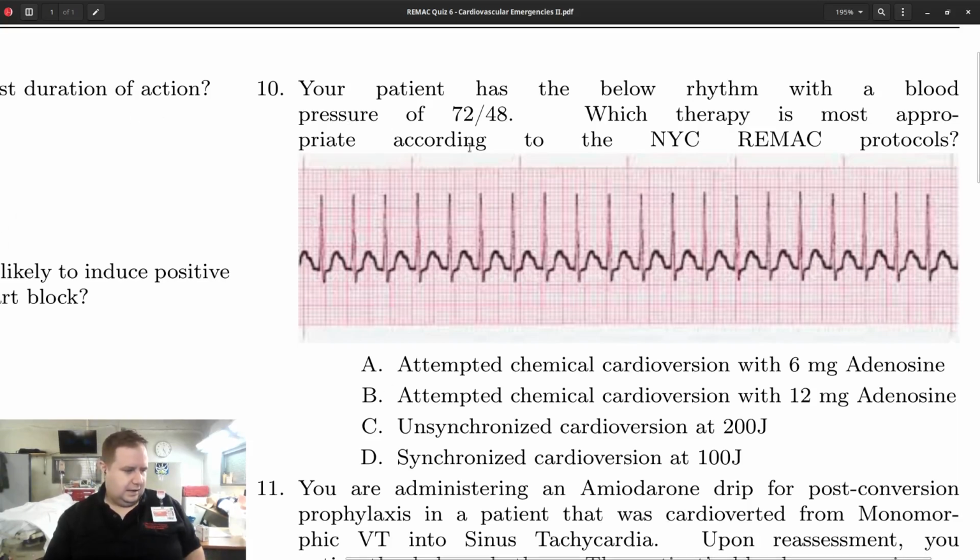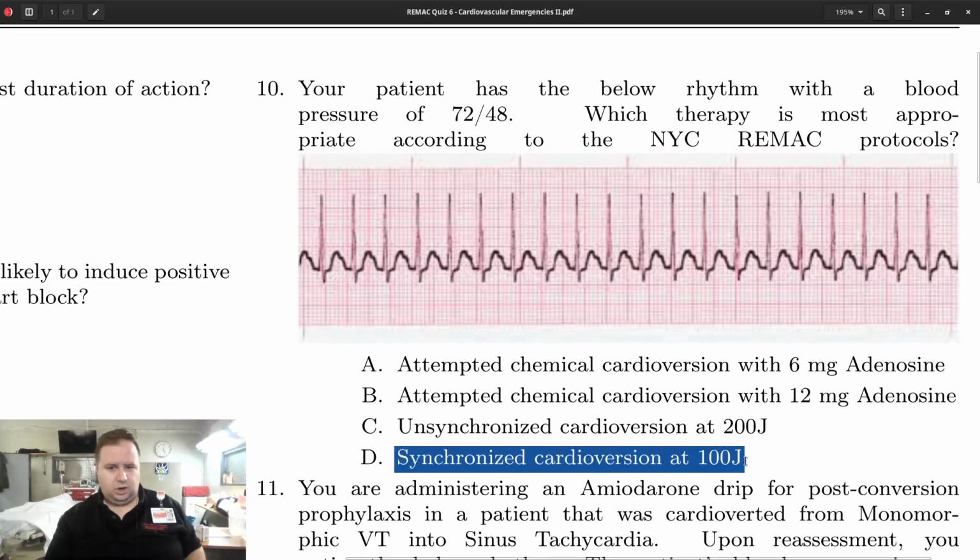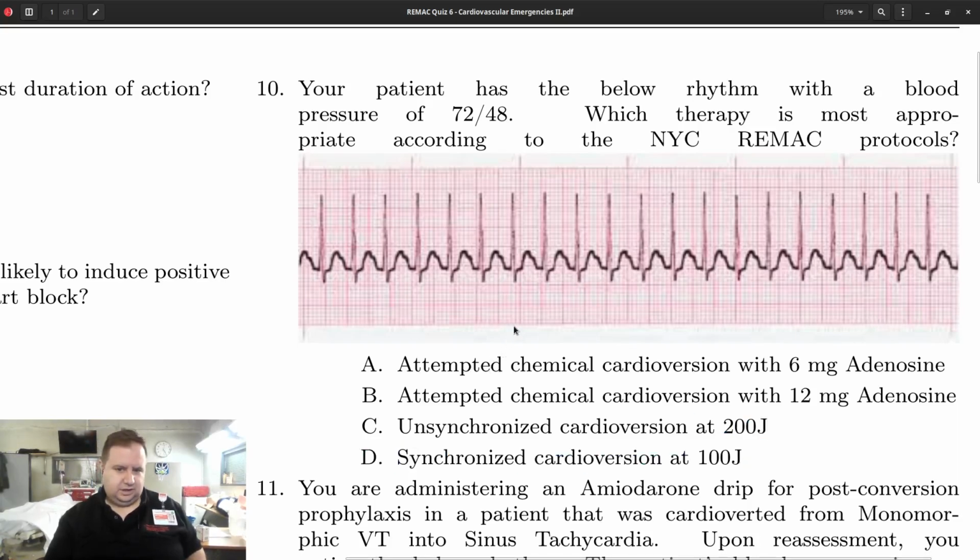But with a blood pressure of 72/48, they are unstable by any definition. Their MAP is below 65. Their systolic is below 90. They're unstable. If they're unstable, they get the cable. The cable in this case is synchronized cardioversion at 100 joules, and that is the credited answer.